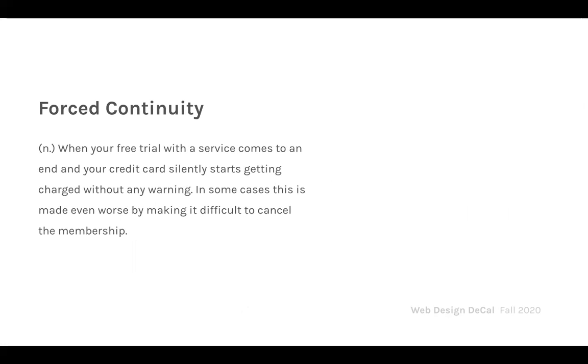Forced continuity. It's when your free trial with the service comes to an end and your credit card silently starts getting charged without any warning. In some cases, this was made even worse by making it difficult to cancel the membership. LinkedIn does this. I think Lululemon membership also does that. There are a lot of big companies that do this, and it's really sneaky and really awful. And I'm sure you have even run into them in your personal lives.